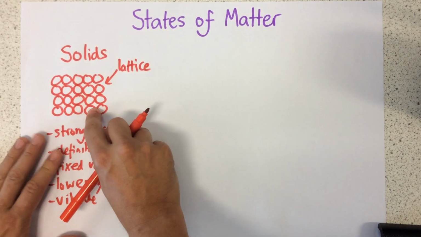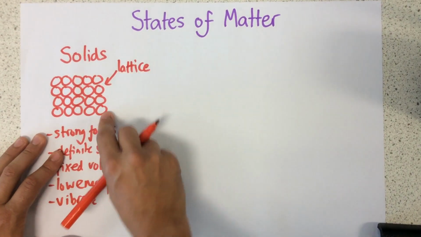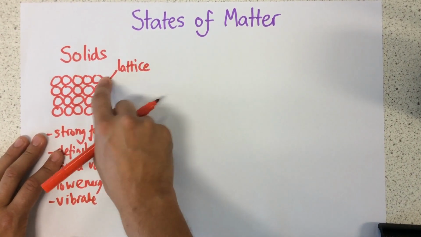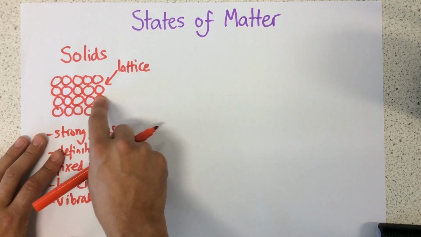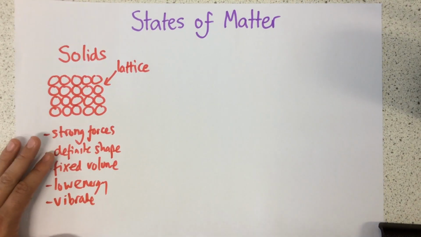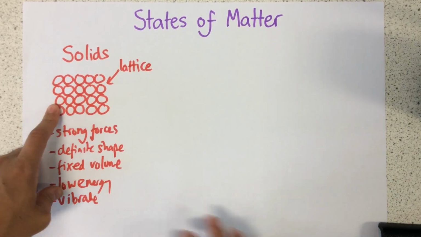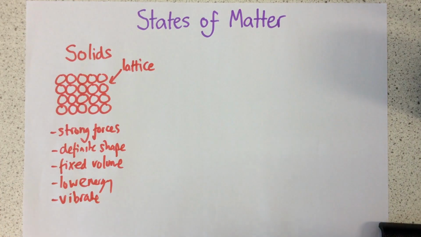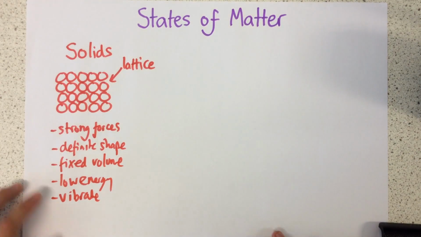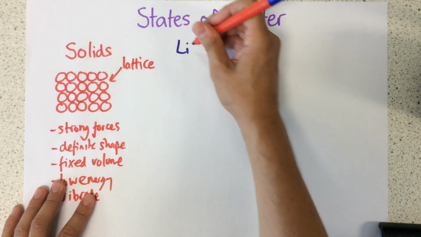So this particle couldn't just start moving off over here, but they do vibrate. So each of these particles can vibrate. Now, the more you heat up these particles, the more that they vibrate. That's what causes objects to expand when they're heated. Okay, next up we have liquids.